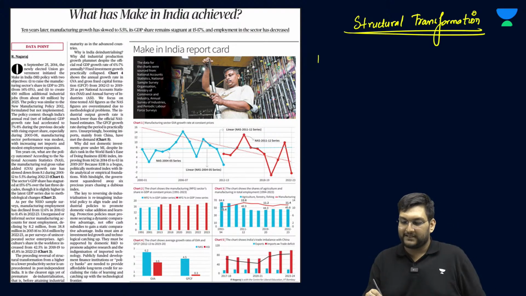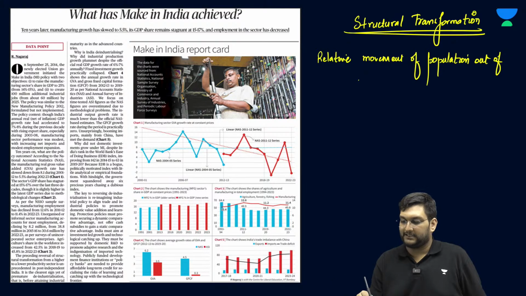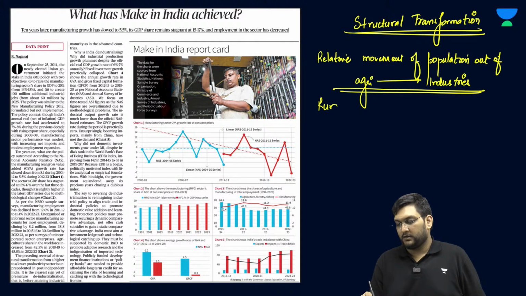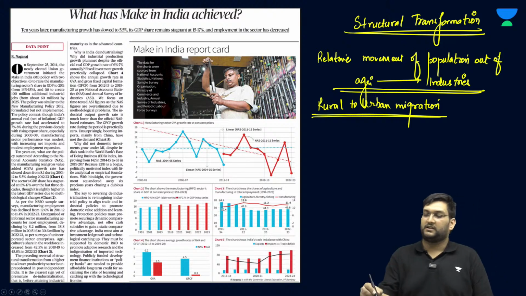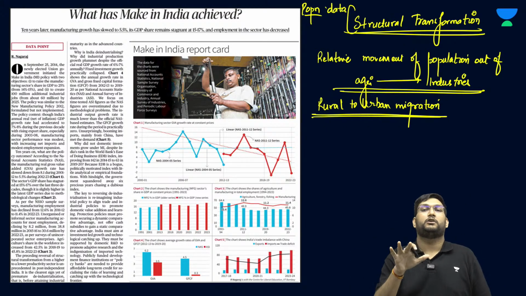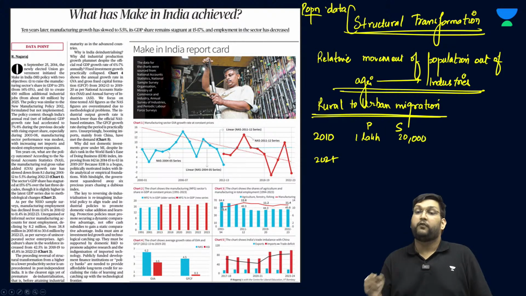Structural transformation is when there is relative movement of population out of agriculture to industries, which is called rural to urban migration, and the word structural transformation is basically for the population data, structurally transforming the way our economy works and our population is placed. For example, in 2010 and in 2024, in the primary sector if you had 1 lakh men employed, in the secondary sector it was 20,000 for example, and now you have 20,000 here and 1 lakh here.